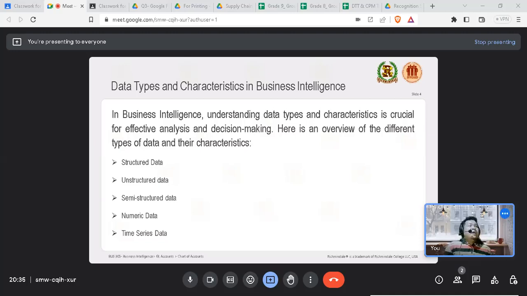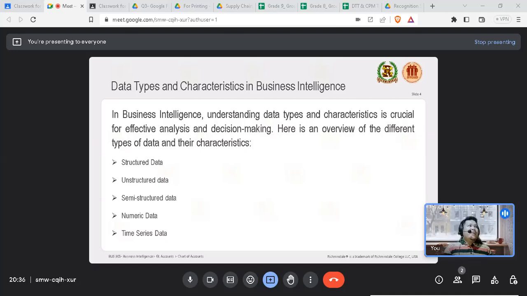Another example of numeric data is the financial data. It is extensively used in financial analysis, such as balance sheets, income statements, cash flow statements, and financial ratios. These data points provide insights into a company's financial health, the profitability, and also the liquidity.